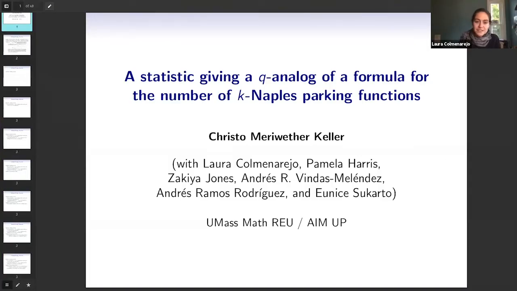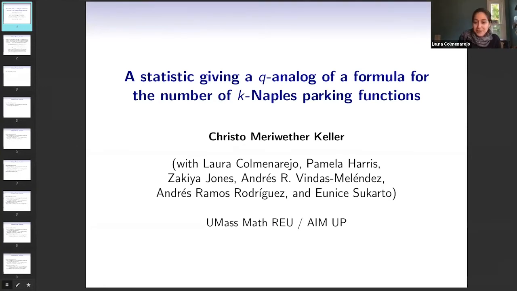So our second speaker of the day is Crystal Meriwether Keller, who's going to talk about a statistic given a Q analog for a formula for the number of k-Naples parking functions.